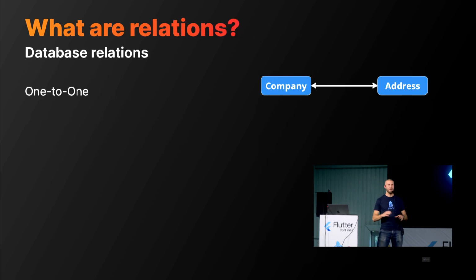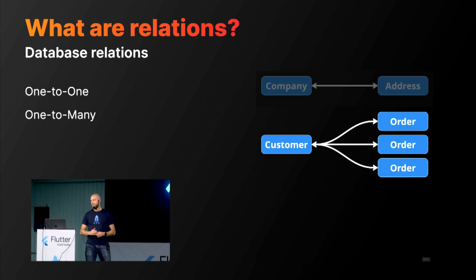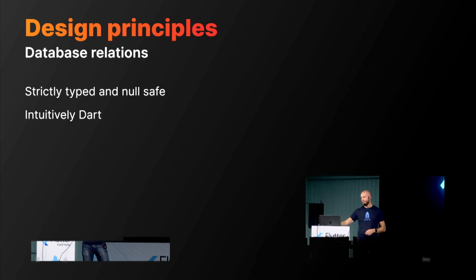So I'm going to take a quick tour of the database relations we're adding. You can do both one-to-one relations. This is an example where you have a company and an address that you connect to the company. Or it can be one-to-many. We have a customer that has multiple orders. Or it can also be many-to-many, where two database tables can reference each other. So we have support for all this through our ORM.